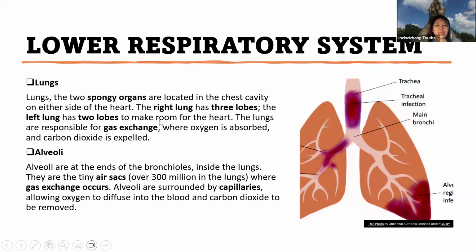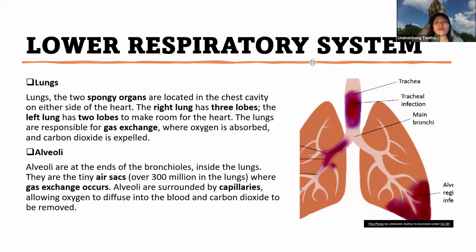So we also have lungs. And these lungs are two spongy organs. They are located in the chest cavity on either side of the heart. The right lung has three lobes and the left has two lobes. The lungs are responsible for gas exchange where oxygen is absorbed and carbon dioxide is expelled.